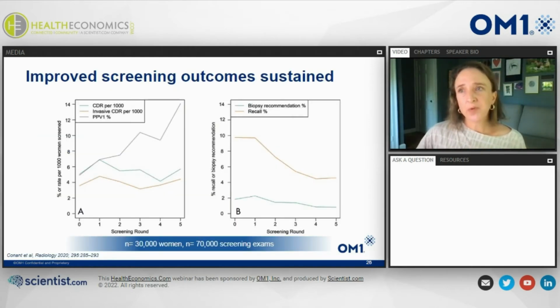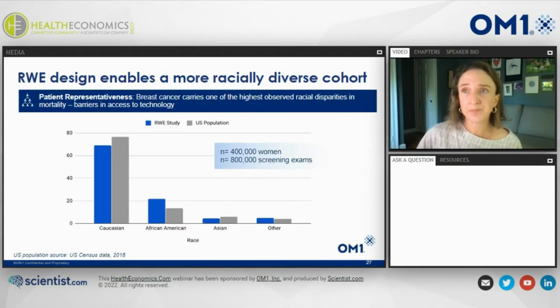So I just want to share with you one of the first publications from this RWD-based platform, which indeed showed that the improved performance with 3D versus 2D mammography was maintained over multiple years and over multiple screening rounds as women came back for annual exams. And at the time of this publication, this was the longest follow-up with cancer registry matching that had been published so far on this question.